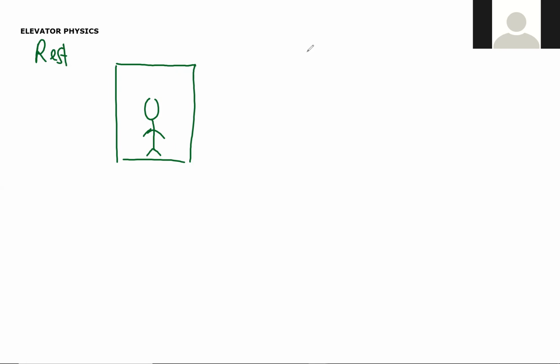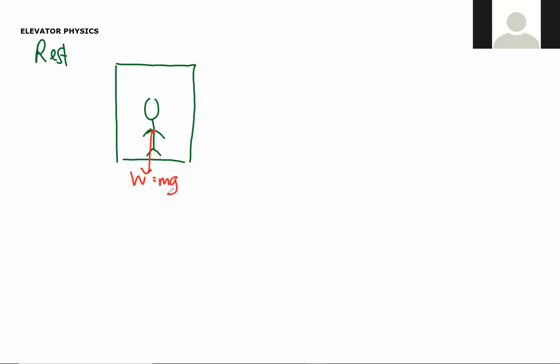Okay, now, let's imagine you are in an elevator where the elevator is initially at rest. Okay, it's not moving. Now, label all the forces acting on you right now. The forces that are acting on you, first, it must be your weight, W equals to mg, right? W equals to mg. And then Newton's third law.